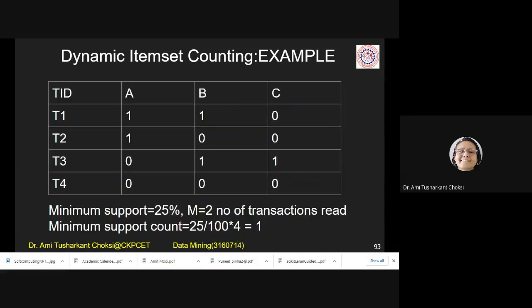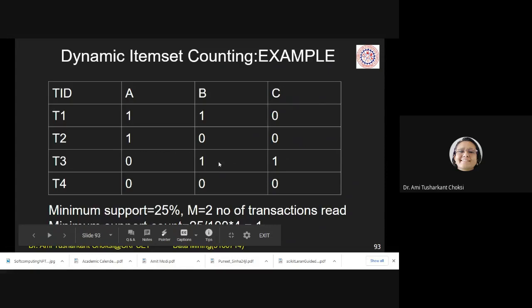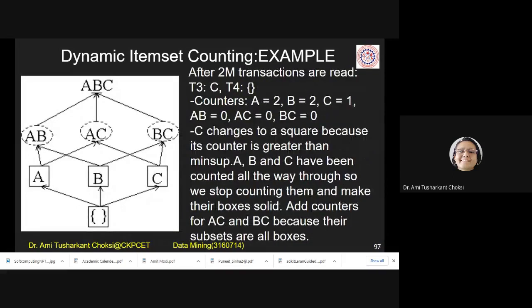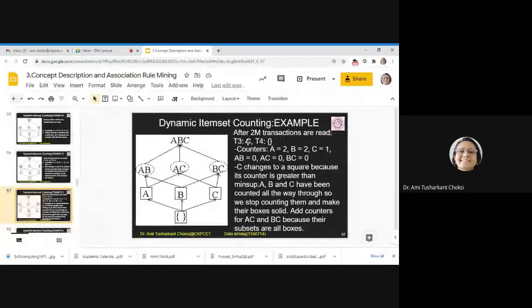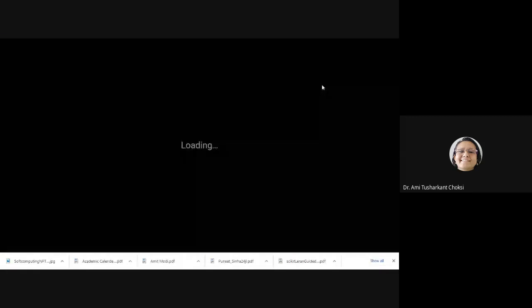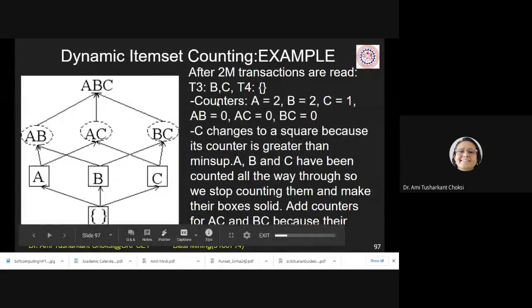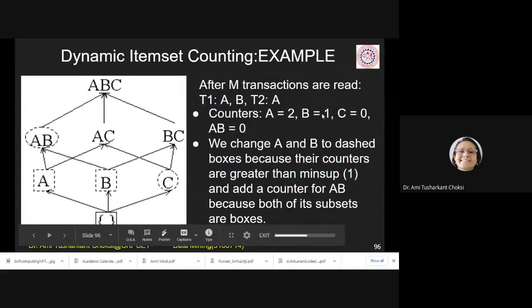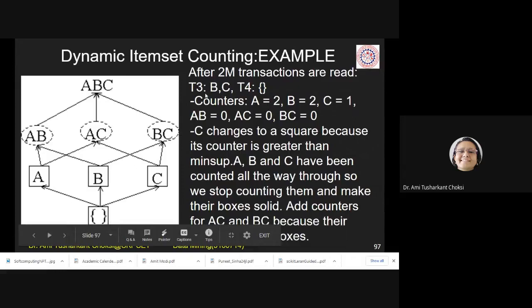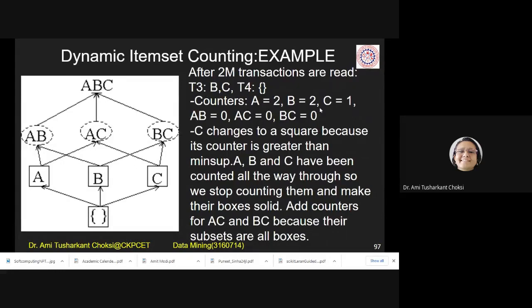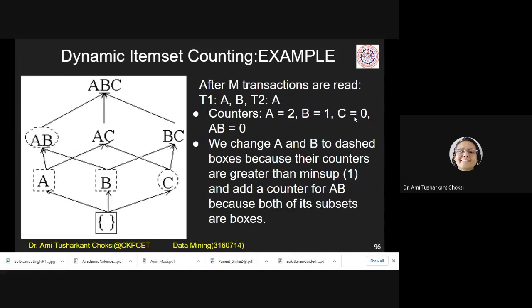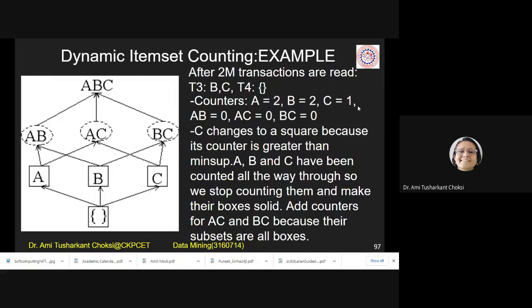Where is the transaction? T3 is B, right? BC. T3 is BC. Yeah, here B is remaining. T3 is BC, right? B comma C, we used to say, isn't it? So the count of B was 1 and now we are reading B, so the count of B is coming to 2. For C, it was 0, so now it will come to 1, right?